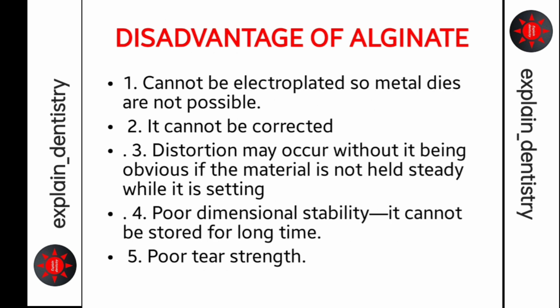Disadvantages of alginate: it cannot be electroplated, so metal dies are not possible. It cannot be corrected. Distortion may occur without it being obvious if the material is not held steady while it is setting. Poor dimensional stability, it cannot be stored for a longer time. Poor tear strength.